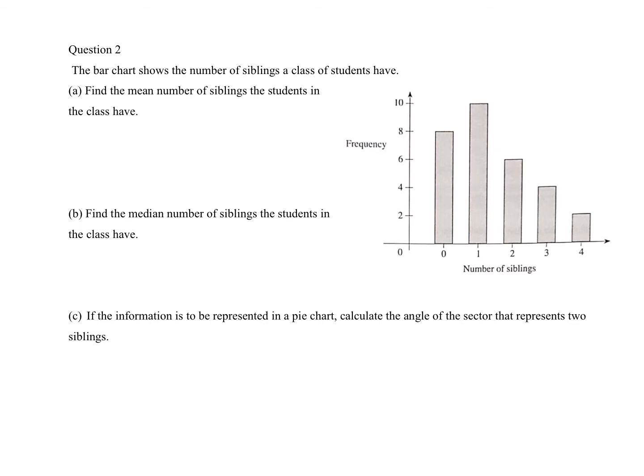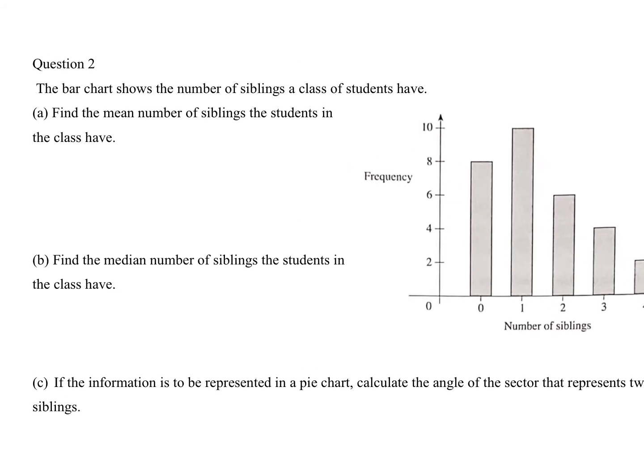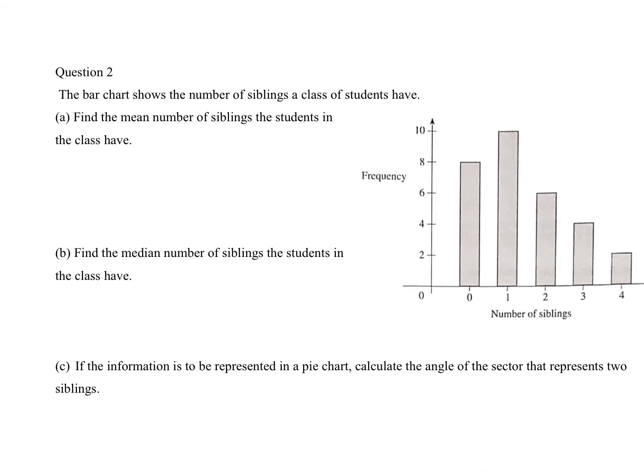Question number 2. Take a look at this diagram over here. This is represented in a bar chart. The bar chart shows the number of siblings a class of children have. We have a lot of numbers here, right? Which is the actual data that we are collecting? The data that we are collecting is the number of siblings. So this data will be the x value. And the height of each bar will be the frequency value.